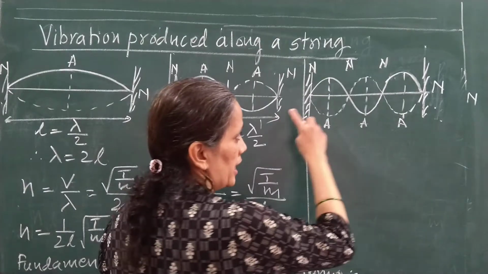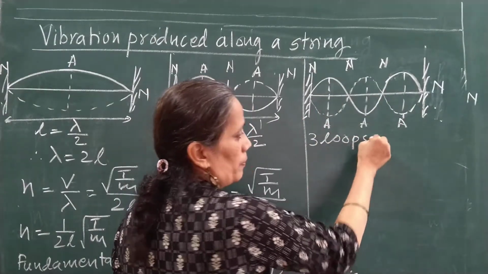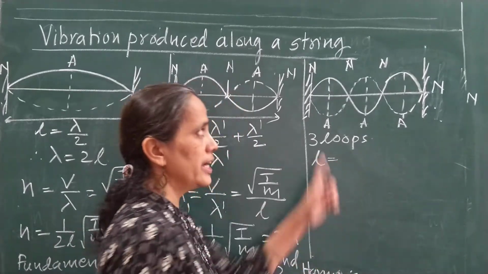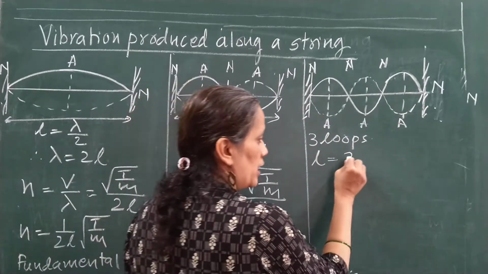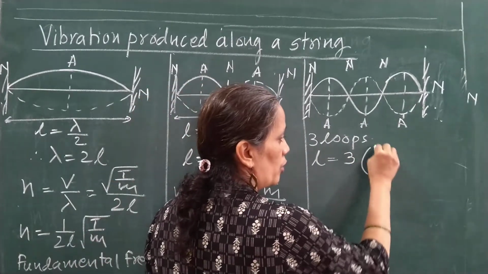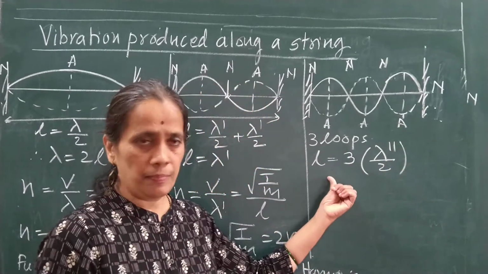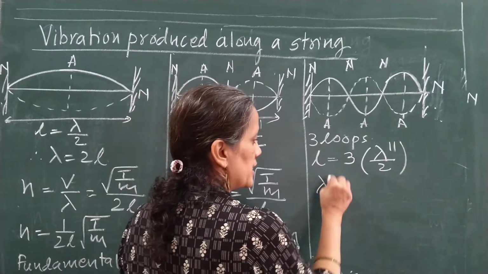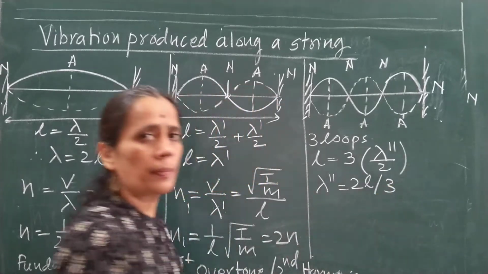Clear? Means here how many loops am I getting? I am getting three loops. So the length of the string is nothing but equivalent to the length of three loops. So 3 into the length of each loop, which is lambda dash by 2. So your L is nothing but 3 lambda dash by 2. Therefore, I can say lambda dash by 2 is nothing but 2L by 3.